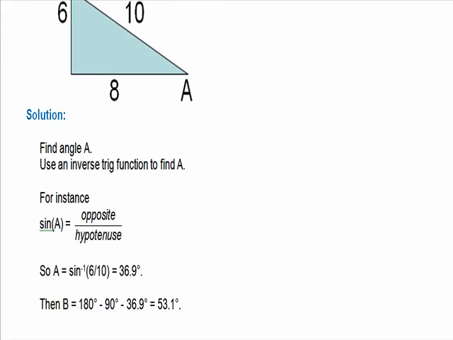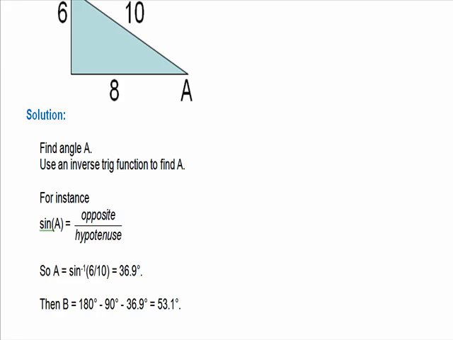Since the sine of A is 6 over 10, that tells me, using my inverse notation, that A, the angle itself, would be the inverse sine of 6 over 10. And this is not a special value, so I'd have to put this in my calculator. The inverse sine of 6 over 10 would give me approximately 36.9 degrees.